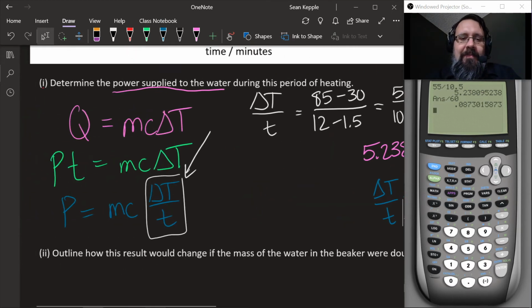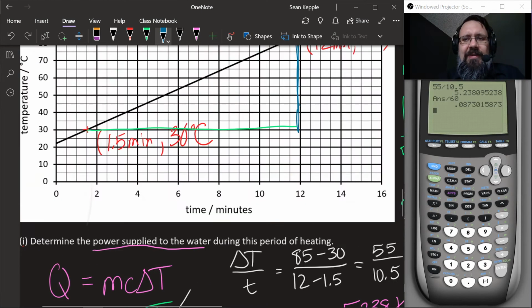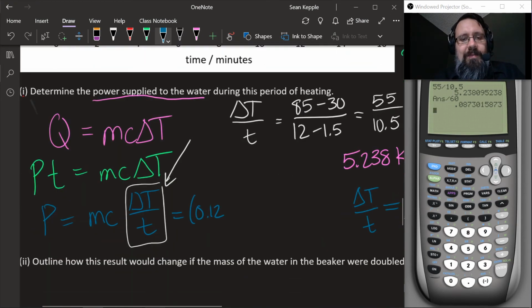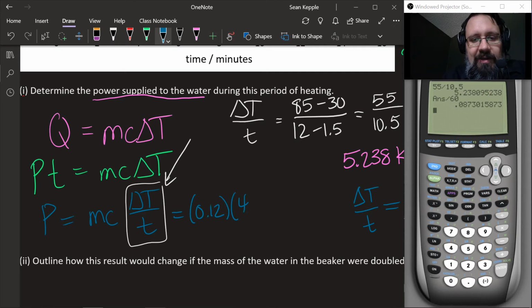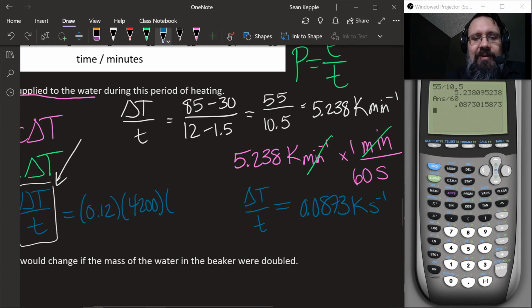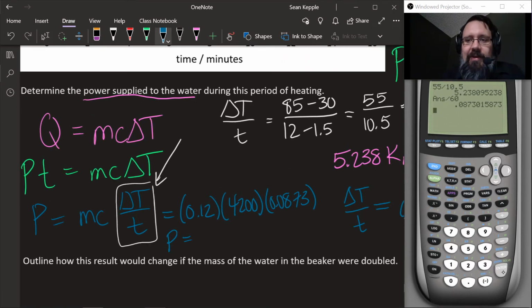Now, when we plug this back into the equation, it'll give us the answer in watts, which is what we wanted. So we'll just plug that in. So the mass was 0.12. I think that was right. Or was it 240? I'm having trouble. It was 120 milliliters. So the water was 120 milliliters. The specific heat of water is 4,200. And then the rate of change of temperature was 0.0873. And so you put all this together, and we'll get the power. So I just need to take my rate of change of temperature and multiply that by 4,200, and then multiply that by 0.12, and I get 44 watts as the power output.